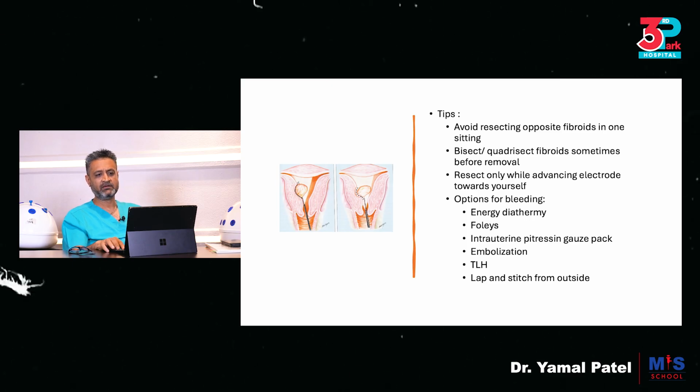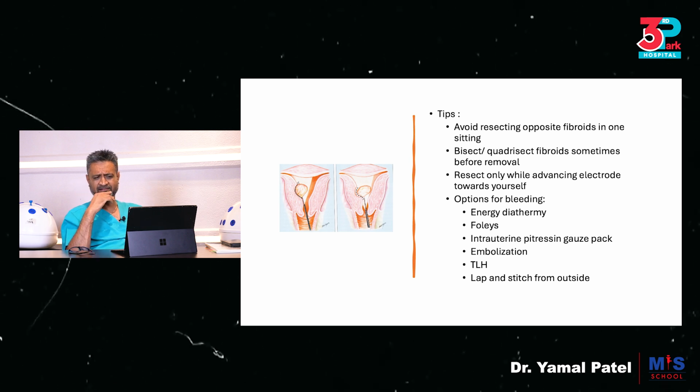Further to the tips, avoid resecting opposite side fibroids in one sitting sometimes. If there are multiple, should you do the anterior wall and the posterior wall together? Well, you can, but then you have to be very careful with how you're going to prevent the Asherman's of this uterus. You'll have to leave in a barrier in between. Or you could do the posterior wall in one sitting and then a few weeks later do the anterior wall, and that might prevent two raw surfaces from sticking to each other.